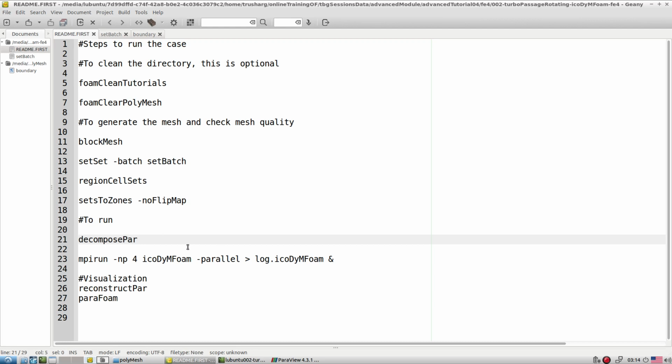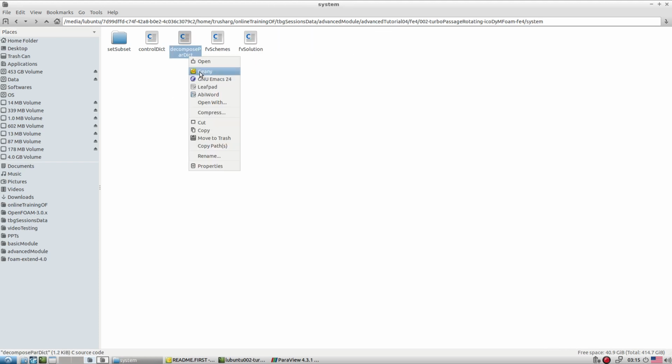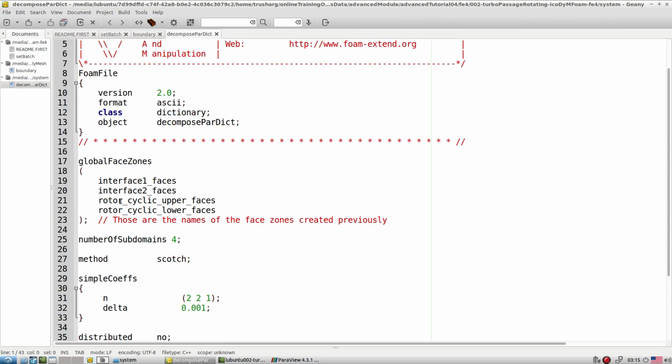So let's observe a few options here. When we want to decompose the case as far as parallel computing is concerned, look at the decomposePar options. Here, for globalFaceZones, wherever we have an interface, we are supposed to specify all those patches by name as global face zones. During parallel computing, they have to take care of all the interfaces, about the data exchange. That's why we have global face zones as an option available.